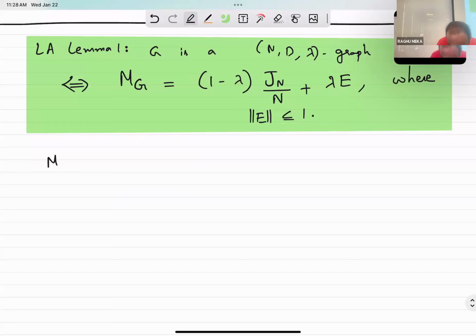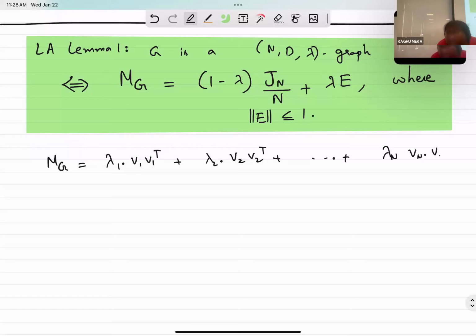So to interpret this, just recall the eigenvalue decomposition theorem, right? So the eigenvalue decomposition theorem says that any symmetric matrix can be written as the eigenvalues times the eigenvectors, right? So I should be able to write this as lambda 1 times V1 V1 transpose plus lambda 2 times V2 V2 transpose plus so on. Okay, where these are the eigenvalues and the Vi are the eigenvectors, which are orthonormal. They have to be unit norm and are perpendicular to each other.